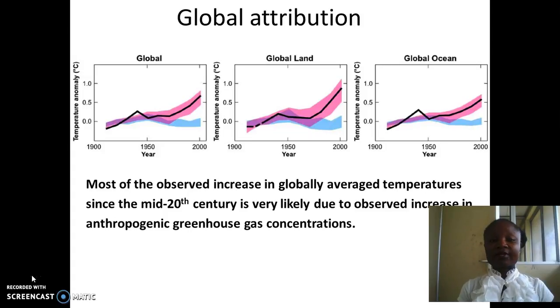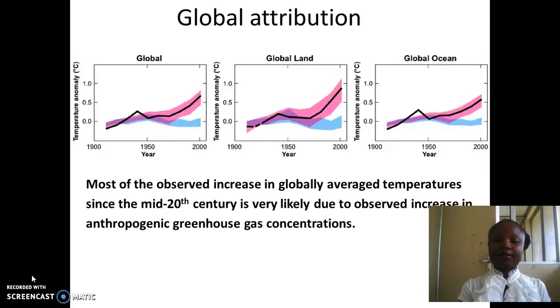And then here we have an example of global attribution graphs, from global to global land and global ocean. All these graphs show an increase in the average global temperatures as a result of the emission of greenhouse gases, which were observed in the mid-20th century, from the year 1900 to 2000. As you can see from all those graphs, when you look firstly at the global one, there is an increase in temperatures from the year 1900 to the year 1950, and an increase again around the year 2000.